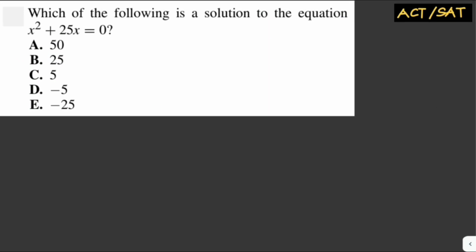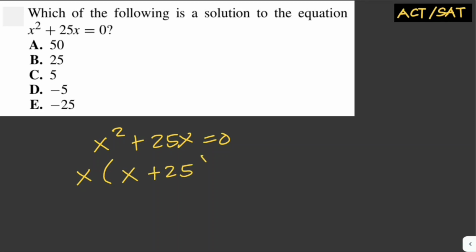Which of the following is the solution to the equation x squared plus 25x equals 0? We're given here a quadratic equation. Then to solve for the solution of this equation, we just have to factor out x here. So that would be x times x plus 25 equals 0. And now we can apply the zero product rule by equating each factor to 0. So we have x equals 0, or x plus 25 equals 0.